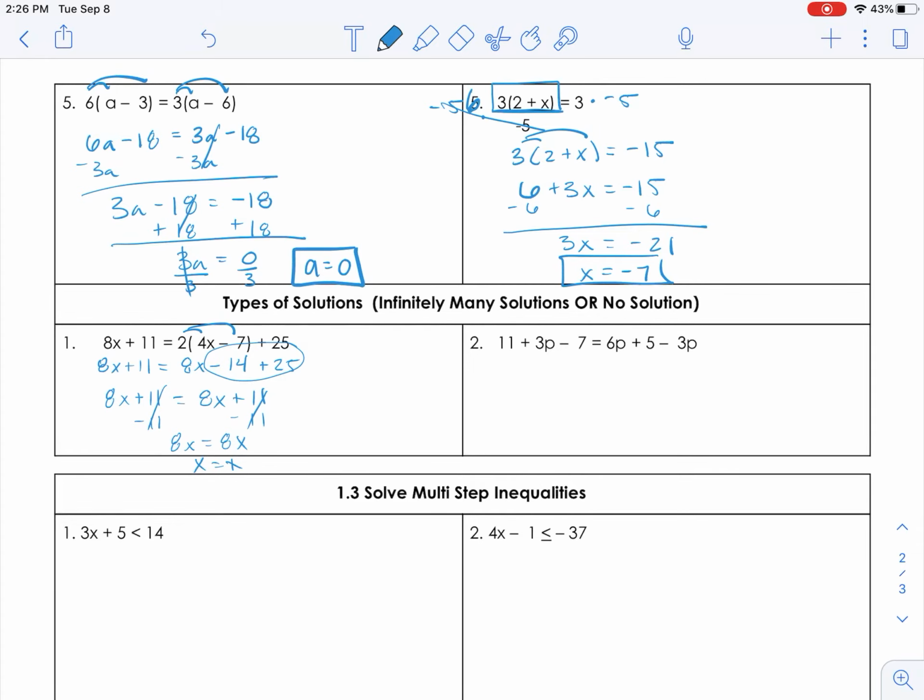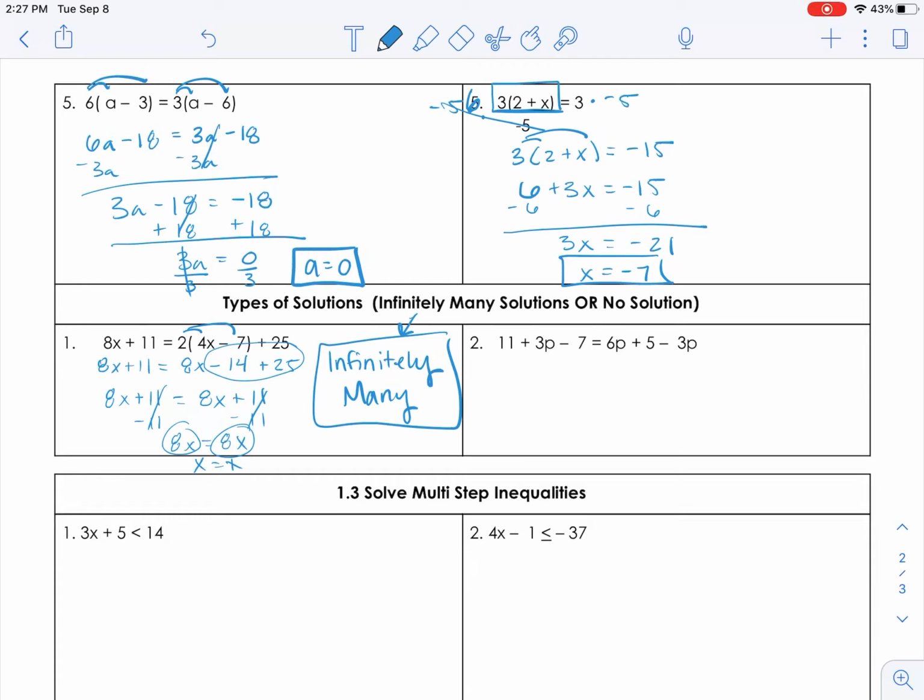So whenever you have a true statement like this, so something that actually is equal to the other thing, you're going to have infinitely many. So I-N-F-I, can't spell. So infinitely many or all real numbers will be your solution.